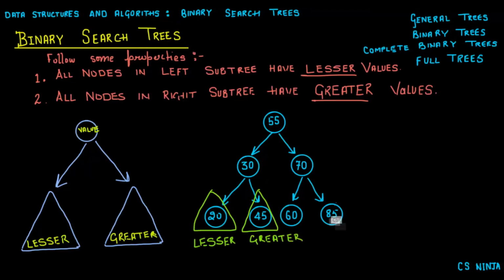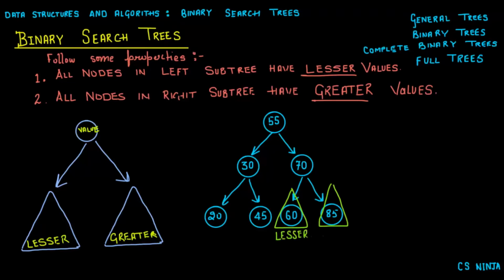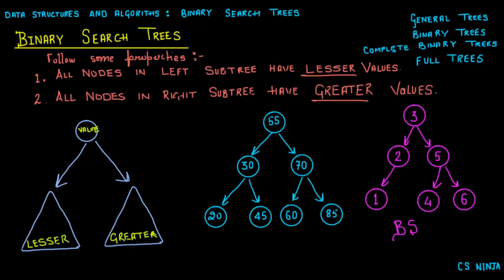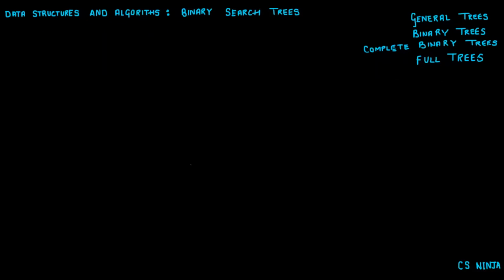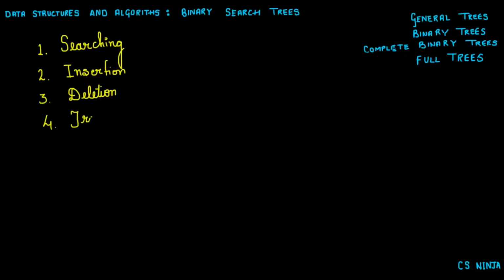So 20 is less than 30 and 45 is greater than 30. Similarly, 60 is less than 70 and 85 is greater than 70. Here is another example of a binary search tree. Again, the left subtree has smaller values and the right subtree has greater values respectively. So that is all we need to know about binary search trees in theory, but we are not good programmers if we don't know how to use them. Any type of tree is incomplete without learning searching, insertion, deletion, and traversal.